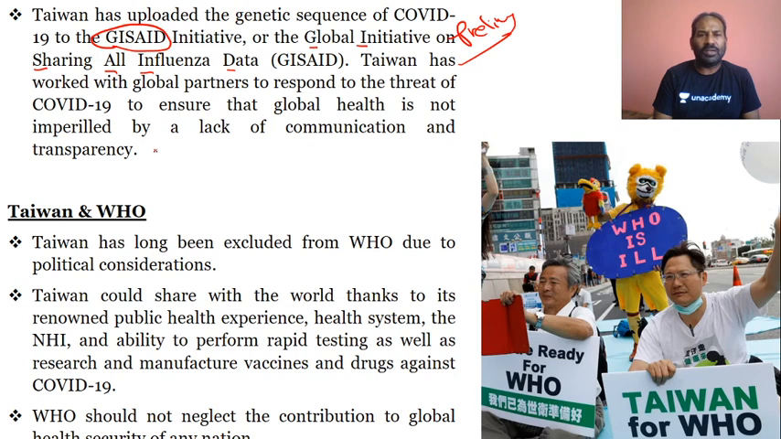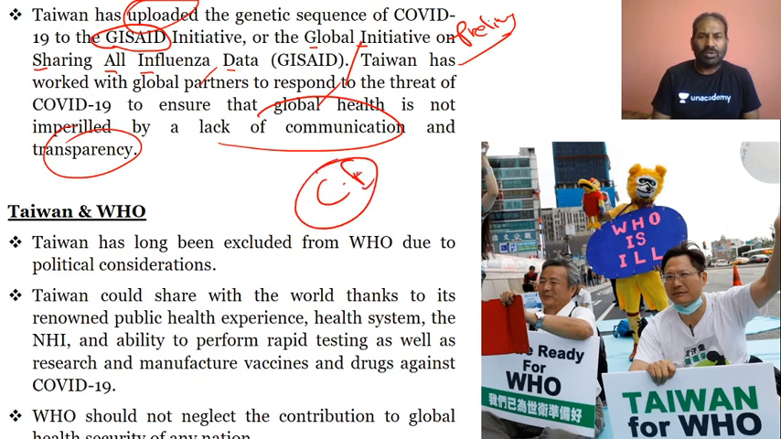So even though it is not part of WHO, it is part of the International Health Regulations which came up in the year 2005, and it has also shared the genetic sequence of SARS-CoV-2 to the Global Initiative on Sharing All Influenza Data. Taiwan has worked with global partners to respond to the threat in regards to global health, making sure it is not imperiled by lack of communication and transparency. So what is important is the coordinated efforts I was talking about. Coordinated global efforts are very important.